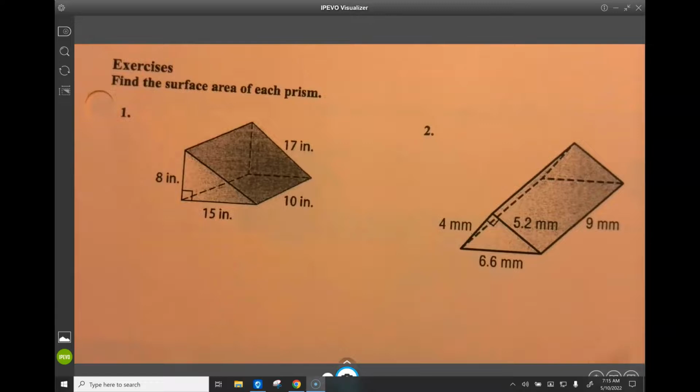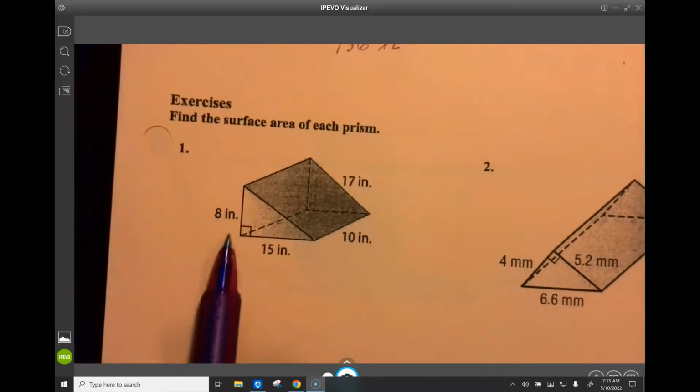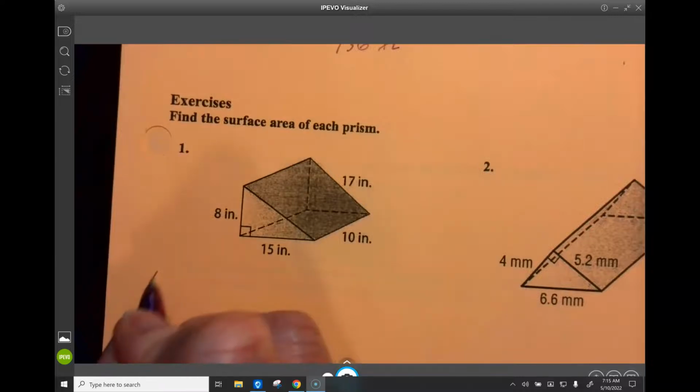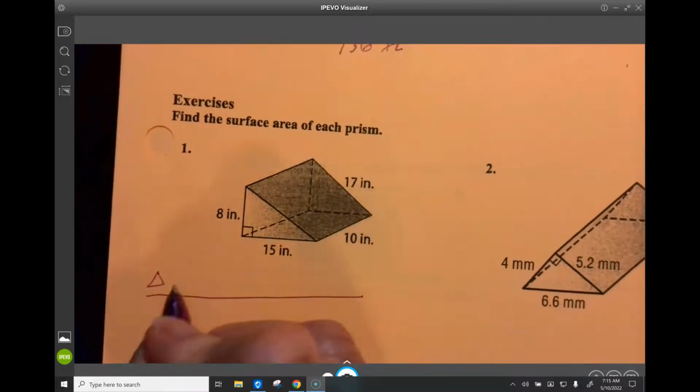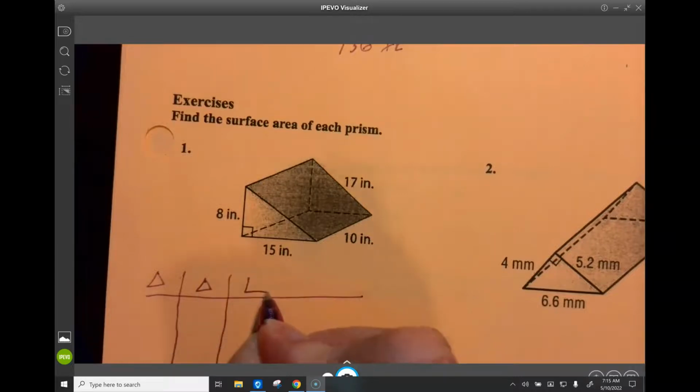So here we go. Number 1 is pretty nice, and it gives me my triangle right here. So I'm going to make the table again, because it's just easier to keep track of my information. And I have 3 rectangles.